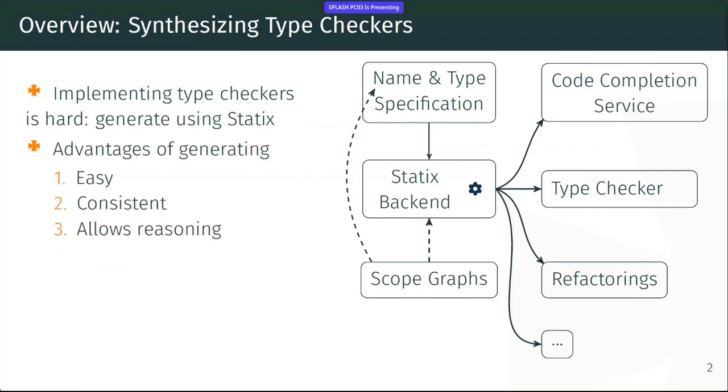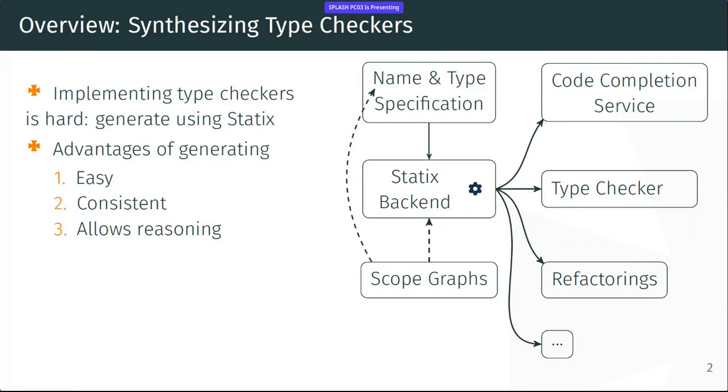So before diving into the details of scope graph, let me list the advantages of this approach. First of all, it's very easy. You only need to think about the high-level semantics of the language, and everything else is generated for you. Second, we can be sure that all language services that we generate are consistent. So for example, it's not possible that our code completion service will give a proposal that later on the type checker will reject. All those services use the same semantics to reason about programs.